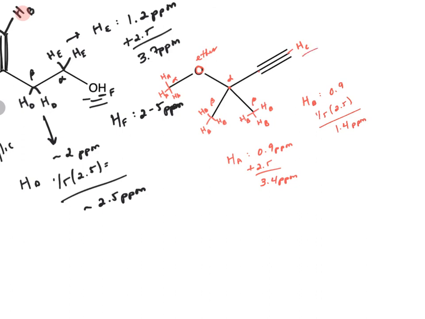And then for HC, again, this isn't an inductive effect. It's the diamagnetic anisotropy effect. It's the effect of those pi electrons. And this is the one that you would have to look in the table for. So we'll find that this is what is called an alkynyl proton. And we would expect to find that, according to the table, at about 2.5 parts per million.